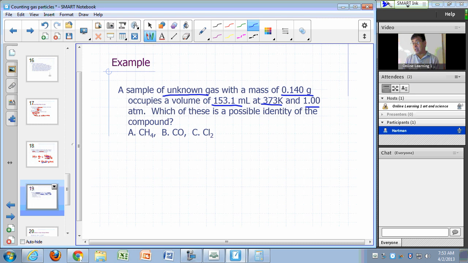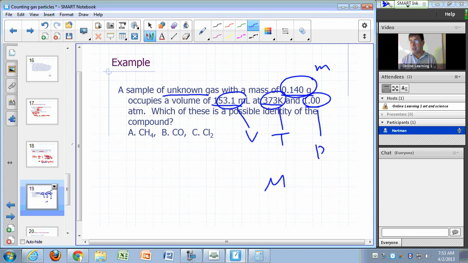So our strategy here is to just say, okay, I know my mass, I know my volume, I know my temperature, I know my pressure, so I can solve for the molar mass. All I have to do then, once I've solved for the molar mass, is to figure out which of these matches that molar mass. Okay, so actually, why don't you solve for this? Solve for the molar mass for me. I'll give you a little time to solve for the molar mass, and then we'll figure out what the answer is.